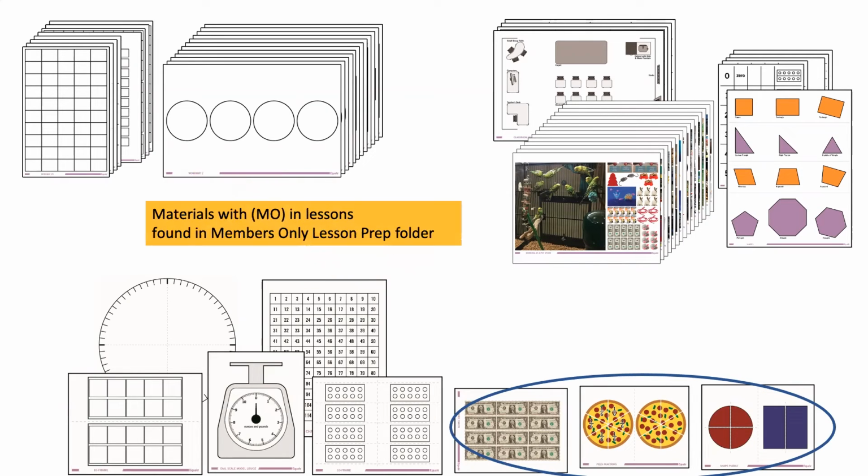Some student tools that are listed in the lessons are not printed. These are found in the lesson prep folder in the members only content. Any work mat or student tool that requires printing or additional copies will be indicated in the materials list with the letters MO in parentheses behind the name.